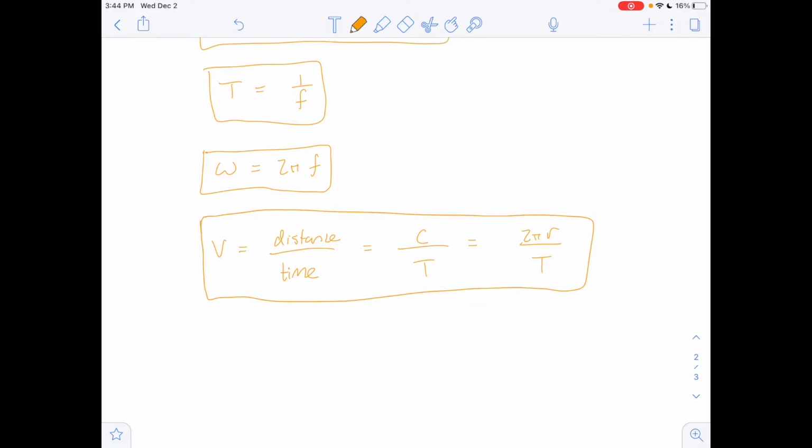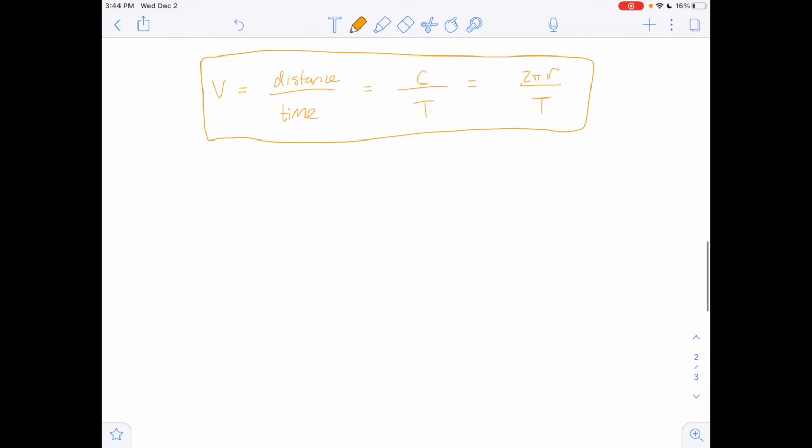Okay, so to start out deriving the centripetal acceleration, let's go ahead and start out with what our derivative is. So acceleration is equal to the derivative of velocity with respect to time.